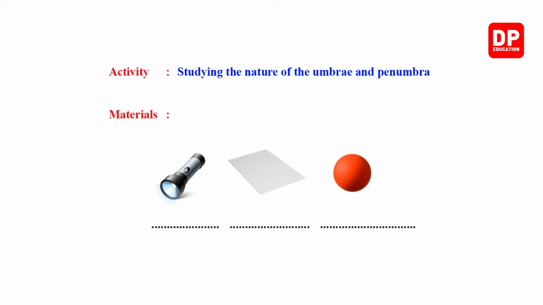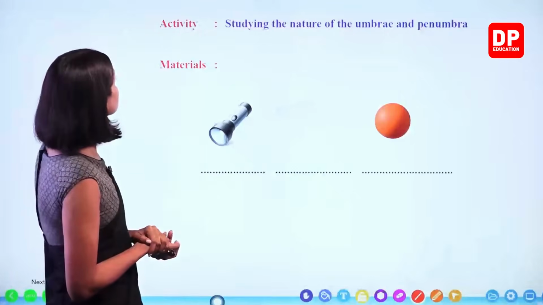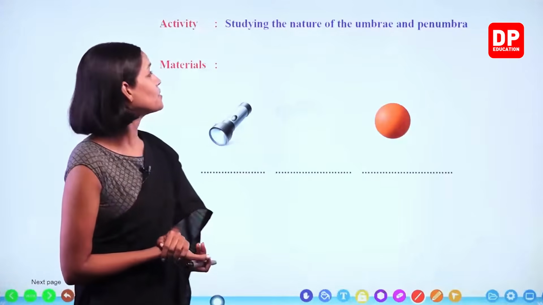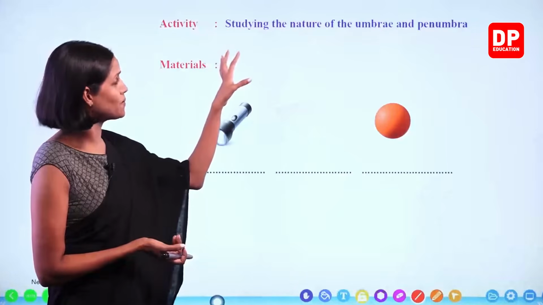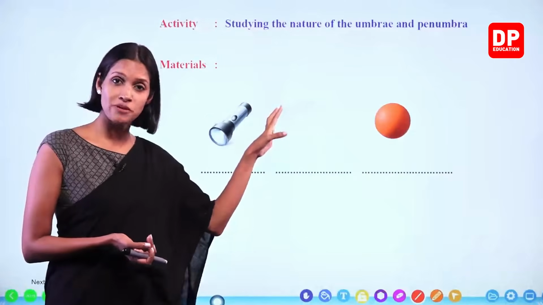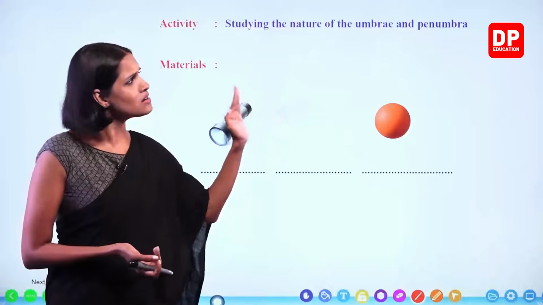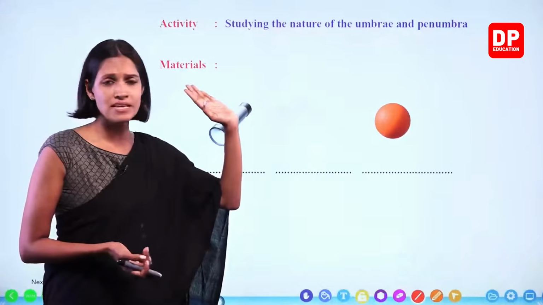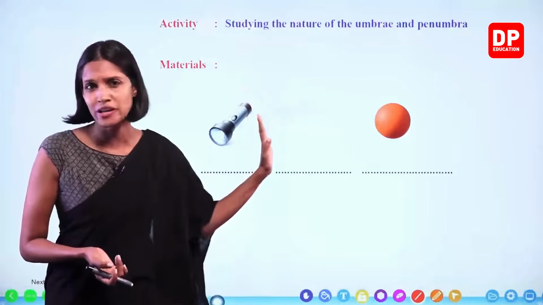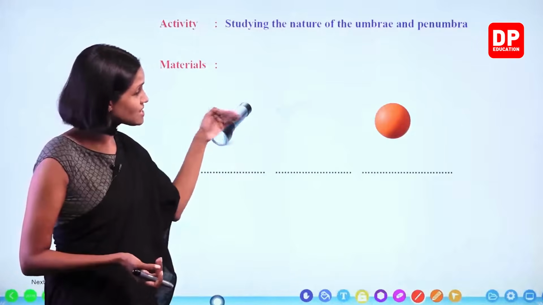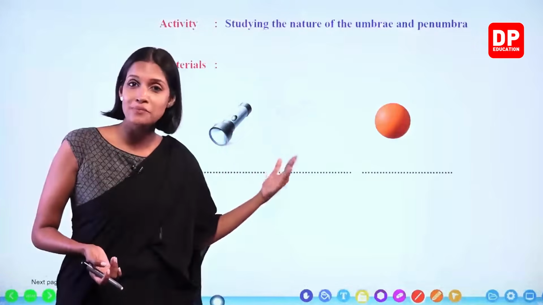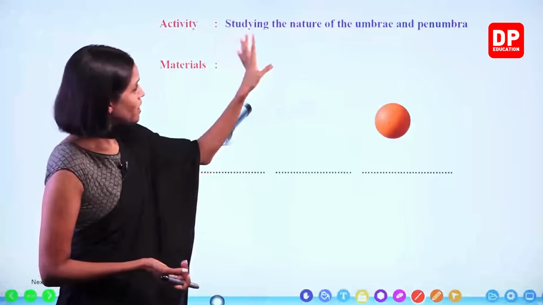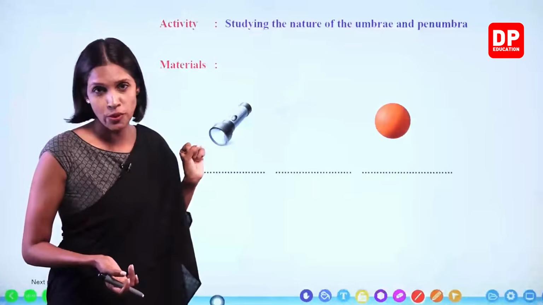Right, we have another activity to do. Studying the nature of the umbra and penumbra. So far we discussed umbra. Now our first topic was umbra and penumbra. But so far we did not discuss anything about penumbra. What is penumbra? Now we are going to discuss penumbra in this topic, right? So umbra, simply, means shadows, okay? So we are going to learn about penumbra as well, okay?